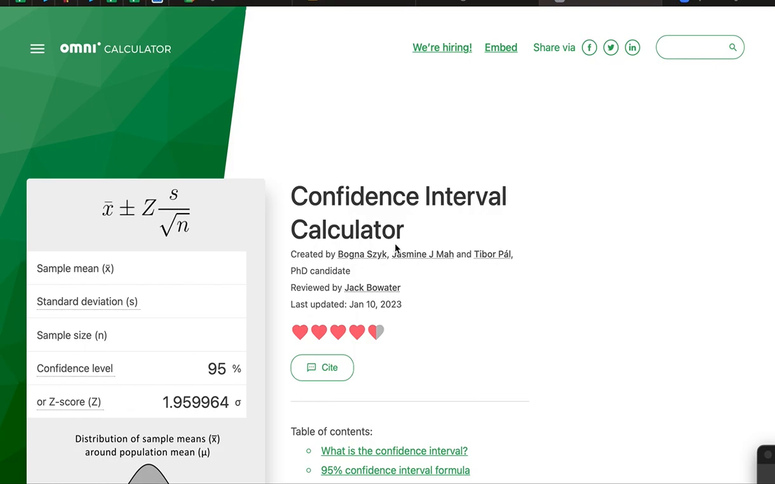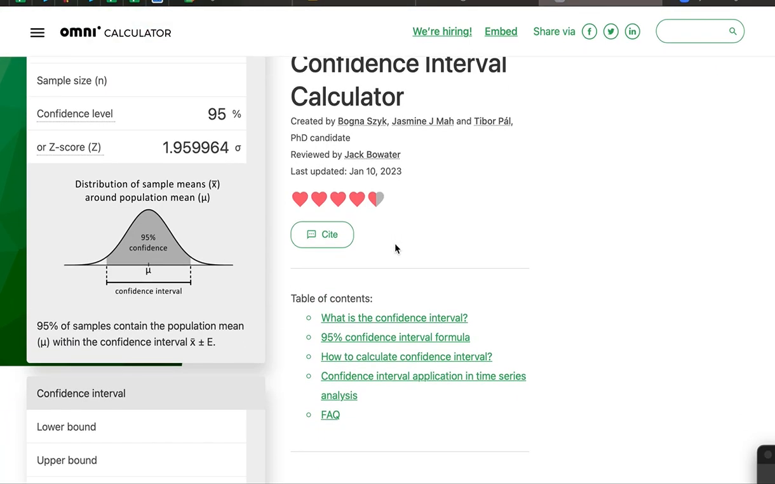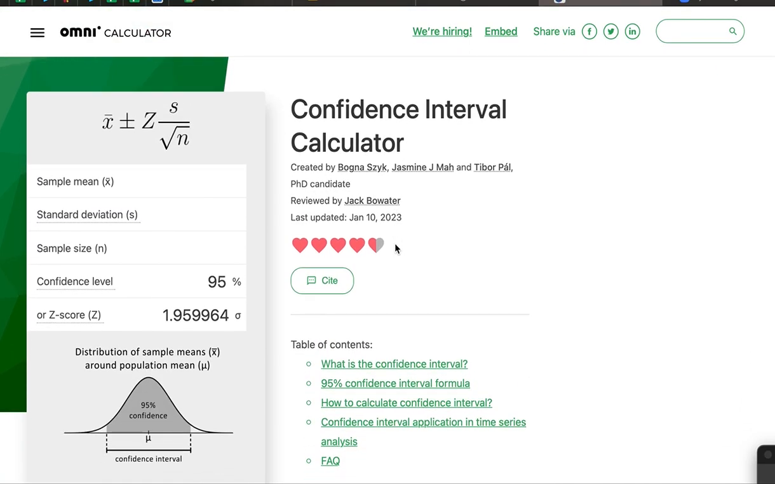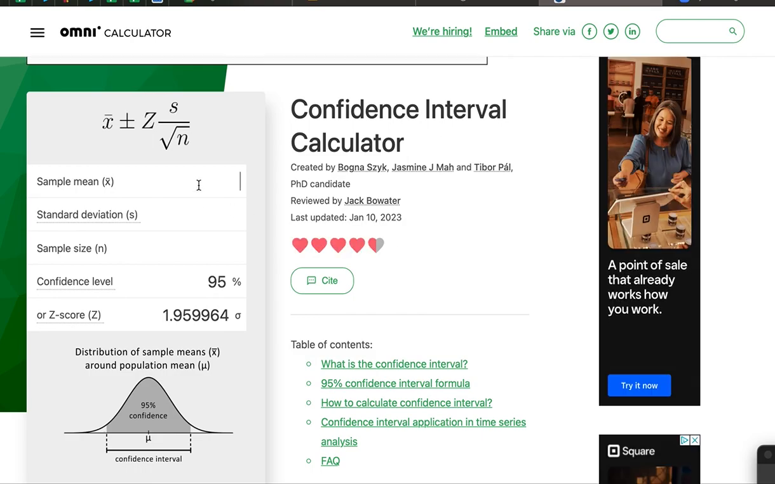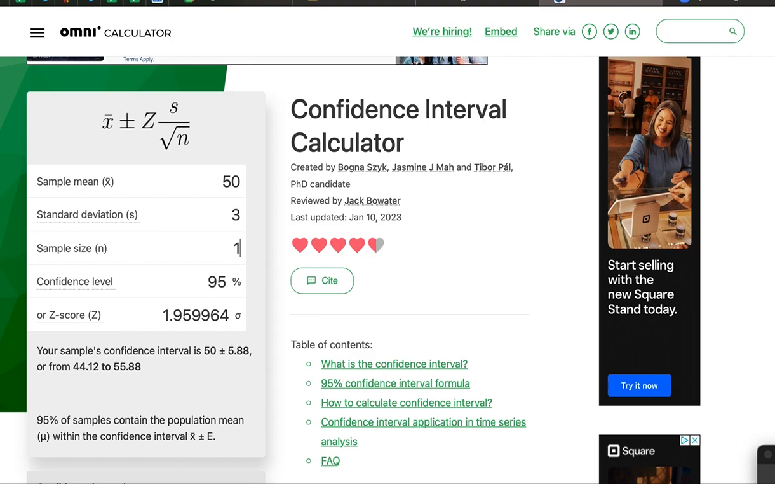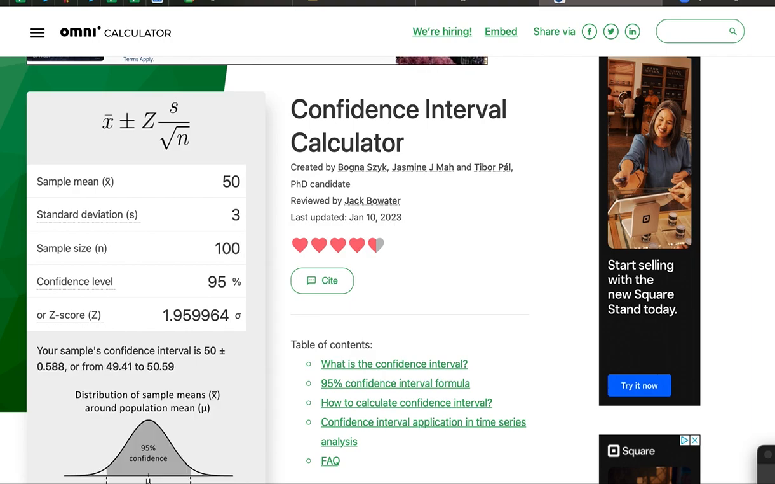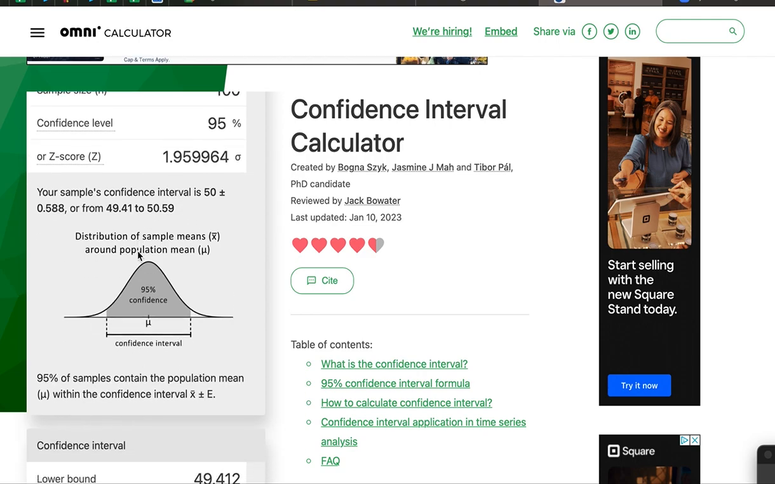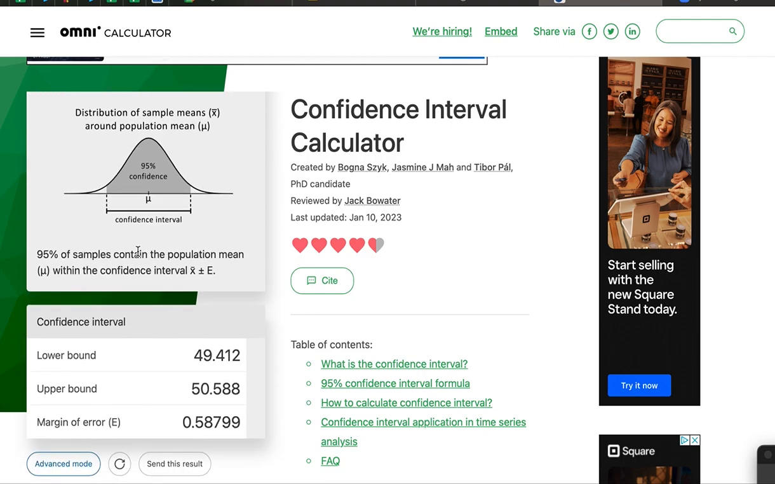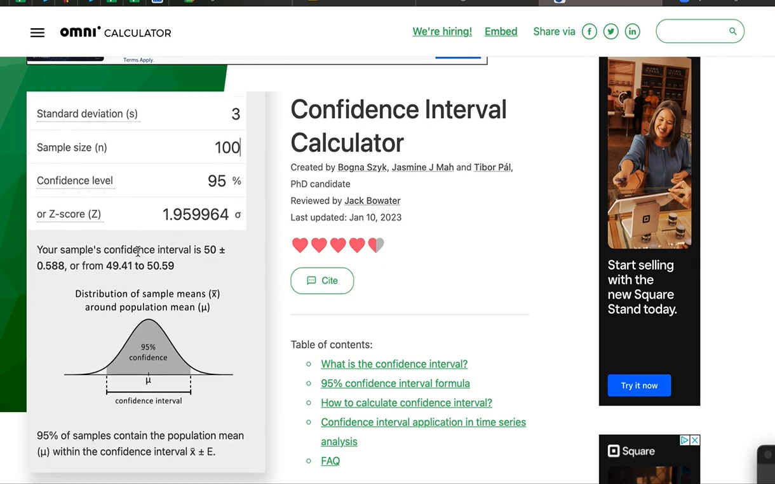With the confidence interval calculator, you might be given a mean and a standard deviation and a sample size. So let's say you have a mean of 50 and you're given the standard deviation of 3, your sample size is 100, and you want to know what your confidence level might be. It will give you a z-score and also the confidence level.